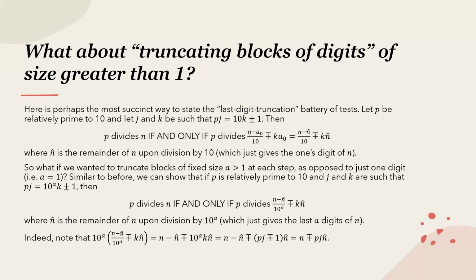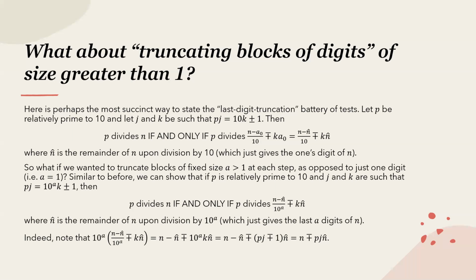If you want blocks of size A, then all you have to do is, instead of looking for something that P is within 1 of a multiple of 10, you look for it to be within 1 of a multiple of 10 to the A. So if A is 2, you look for it to be within 1 of a multiple of 100, for instance. Or if you want to hack off 3 digits at a time, that's the case where A is 3. So it's the exact same argument.